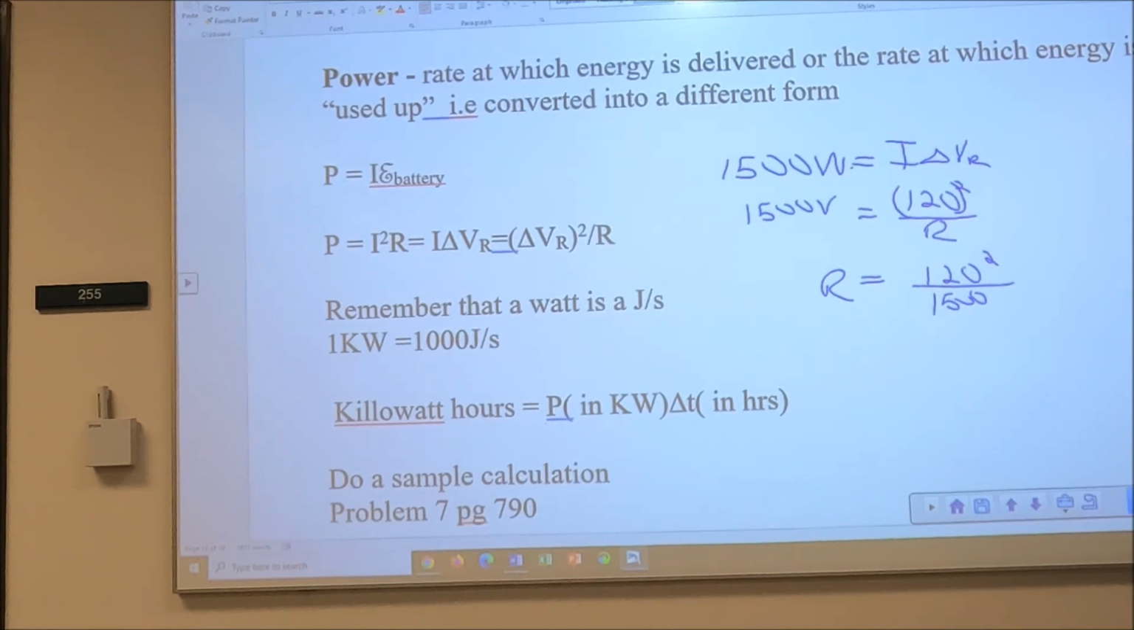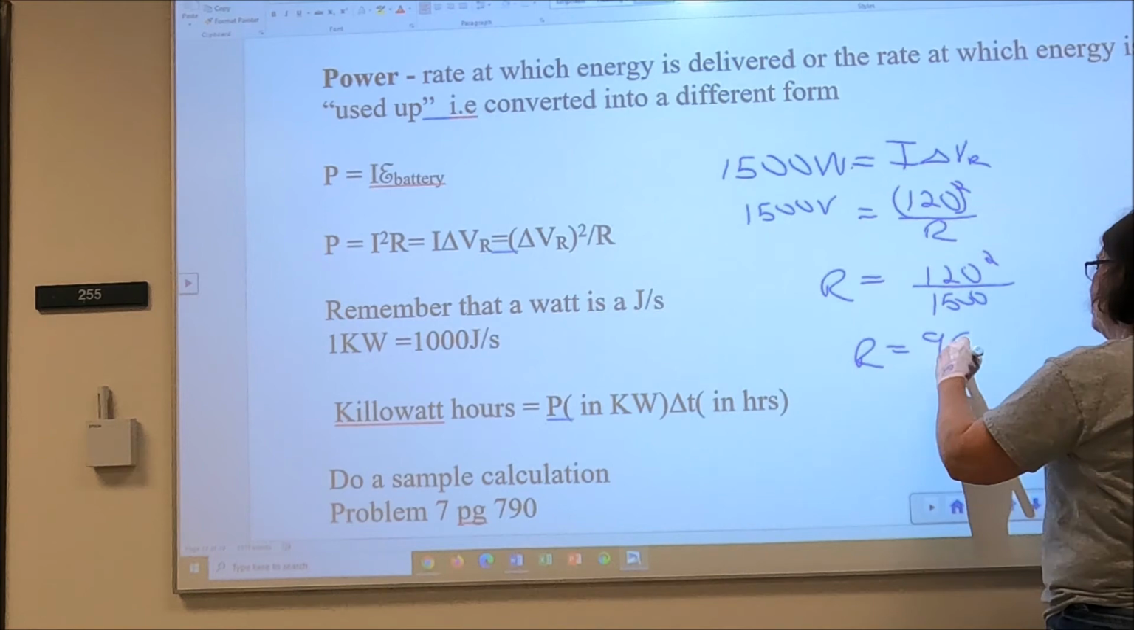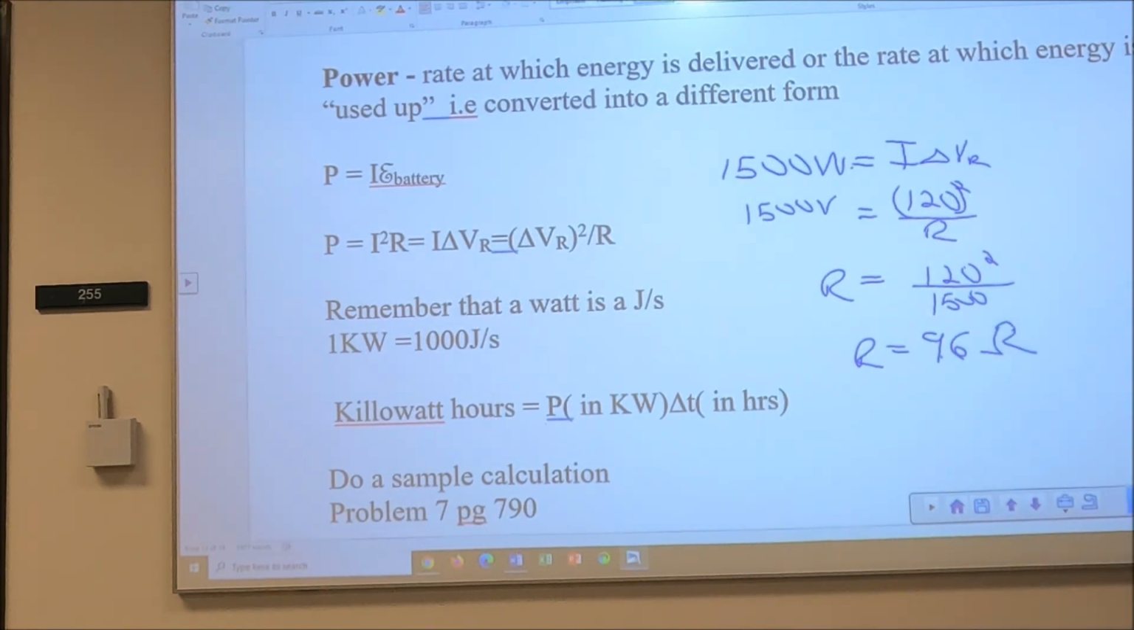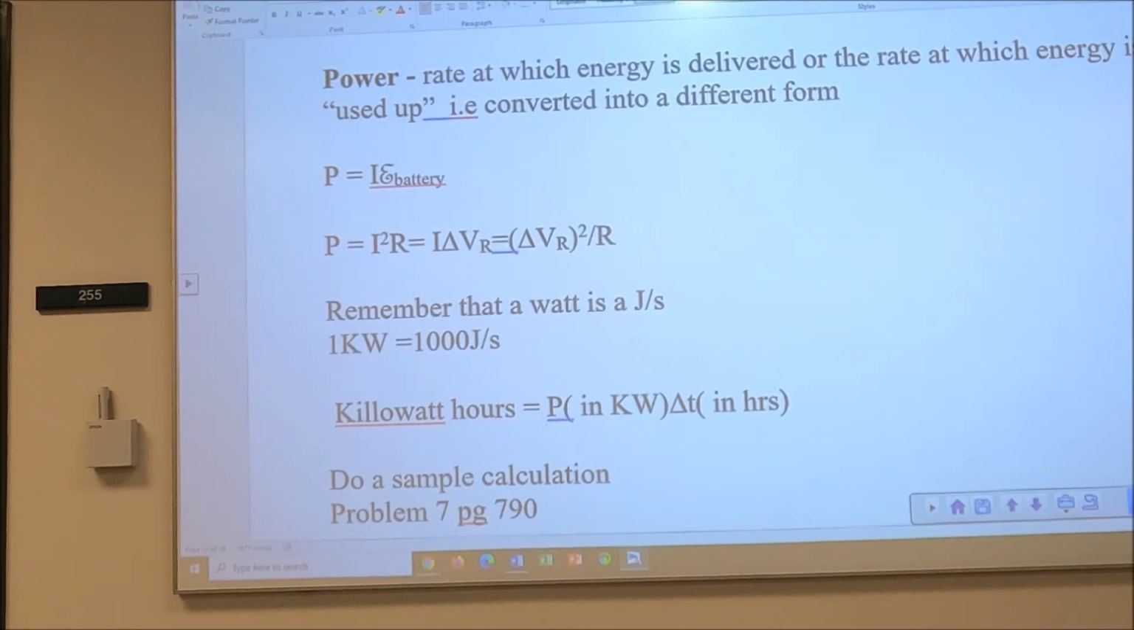So 120 squared divided by 1500 says the resistance is 9.6 ohms. Okay, so this is problem 7 at the end of the chapter. Not bad, right?